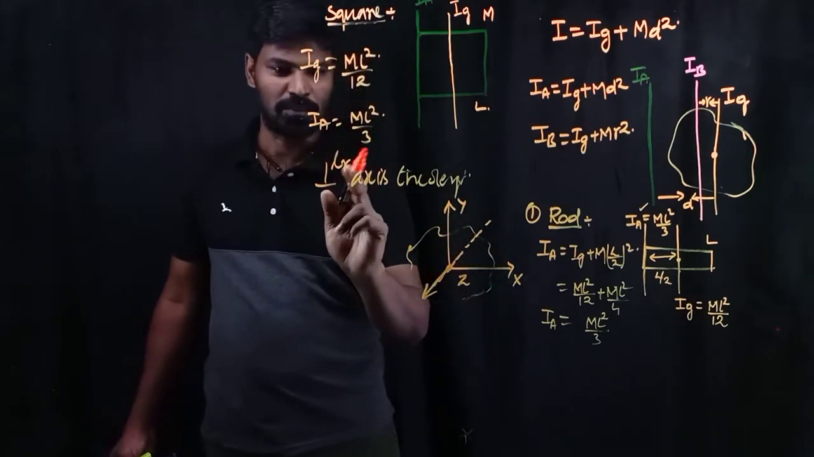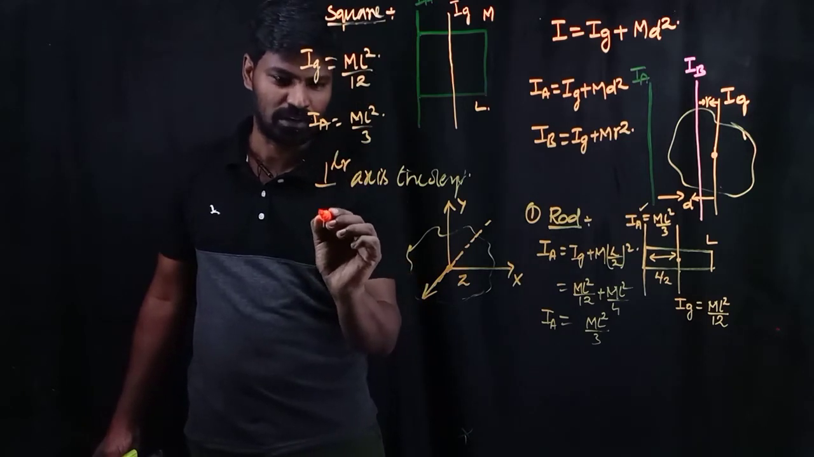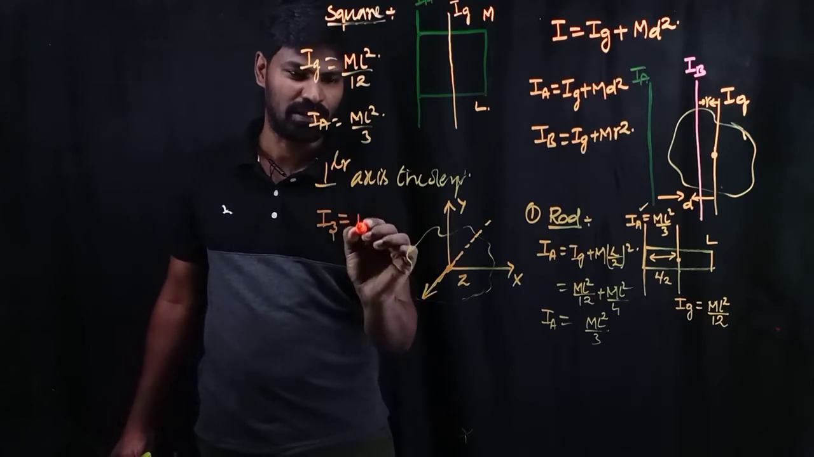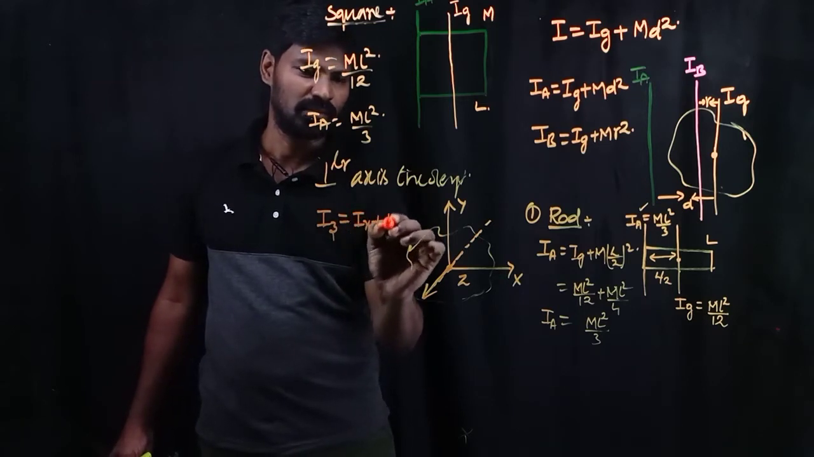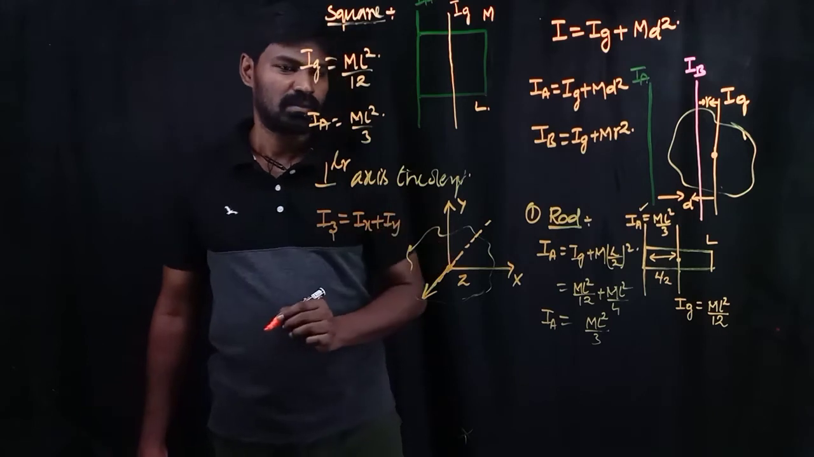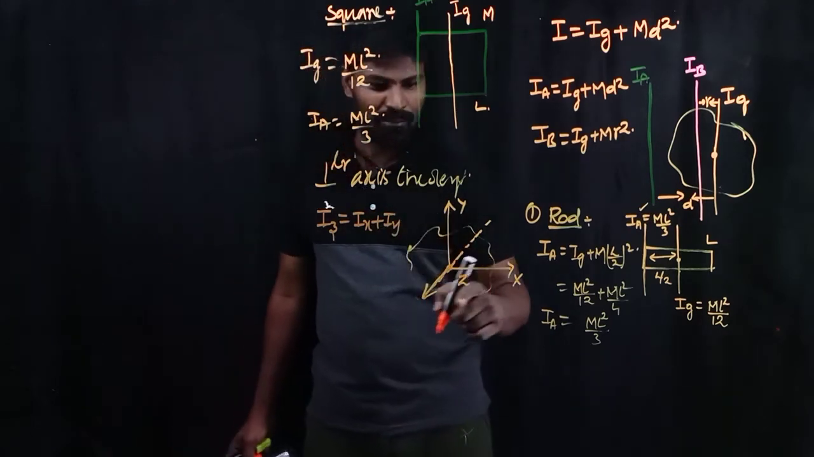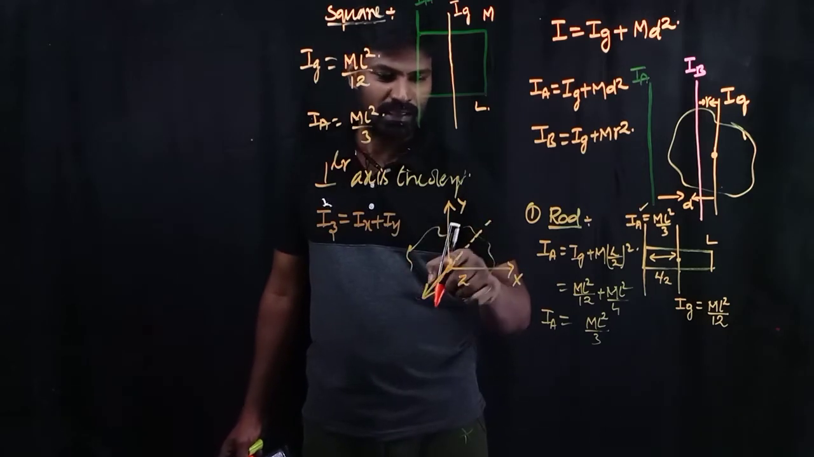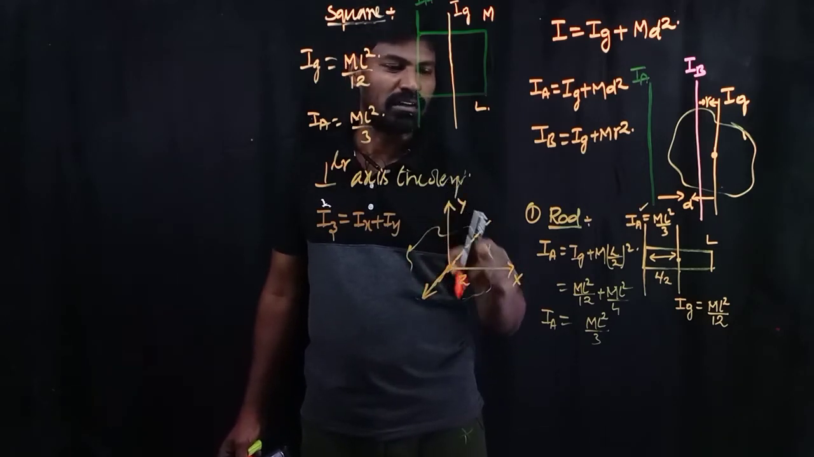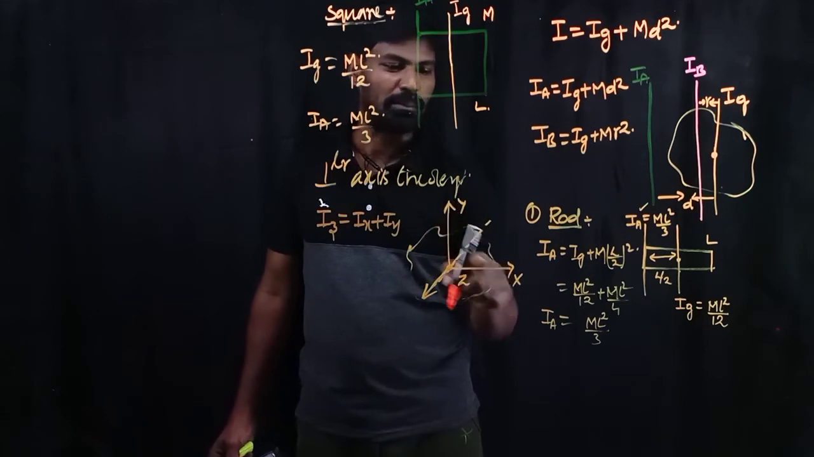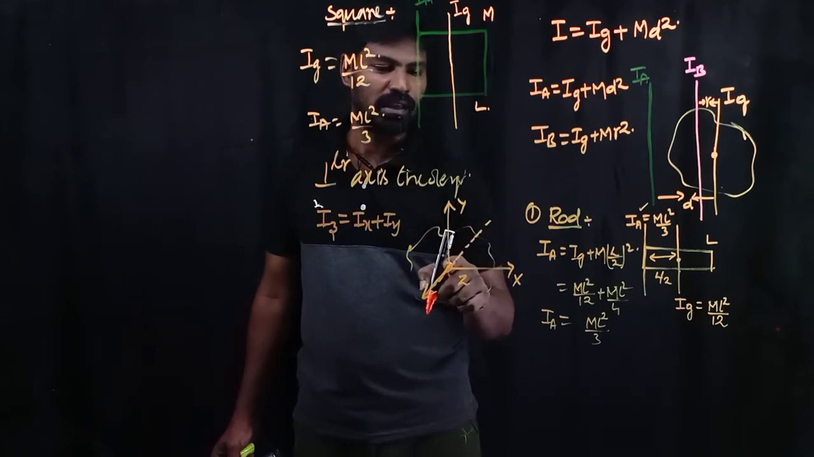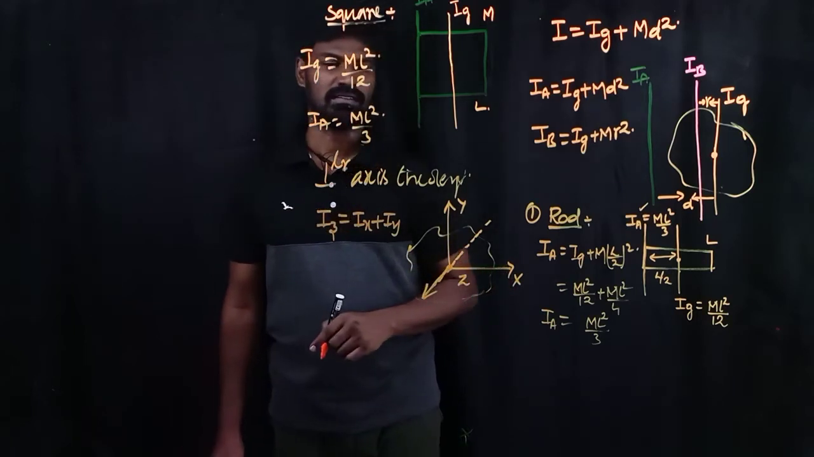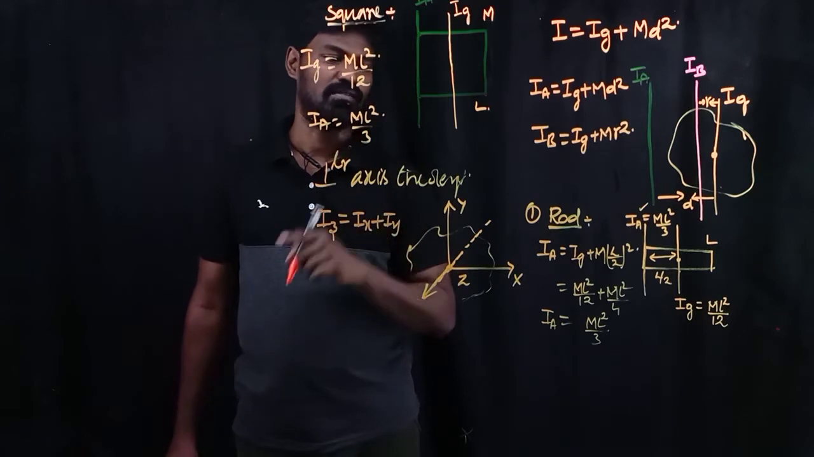Then according to this perpendicular axis theory, what I can write is the moment of inertia with respect to this perpendicular axis Iz is given by Ix plus Iy. That is, the moment of inertia of a laminar body with respect to an axis perpendicular to the body is given by the sum of moments of inertia of two mutually perpendicular axes which are intersecting and passing through the z axis. That is called perpendicular axis theory. Iz is equal to Ix plus Iy.